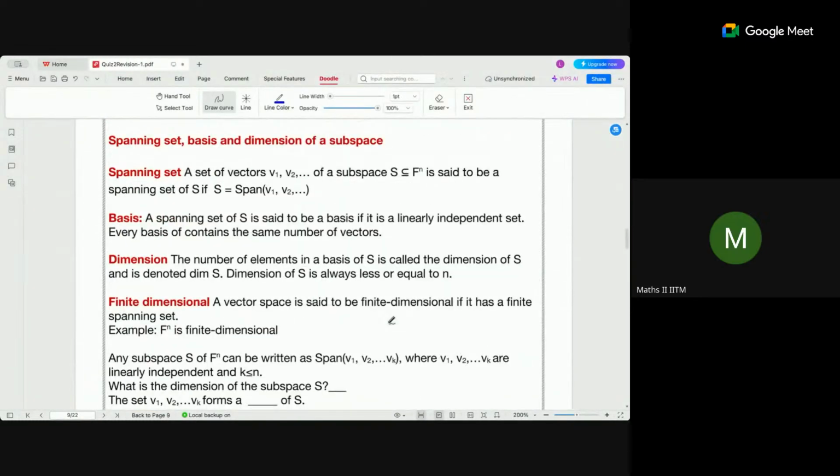So the next topic is what is a spanning set, right? So we know what is meant by span and what is a subspace. Now a spanning set is a set of vectors which spans a given subspace. That's all. Suppose you have a space S and you have a set of vectors v1, v2, whose span is equal to the subspace, then this set of vectors is a spanning set of S. Now if the spanning set is linearly independent, then it is called a basis. And what is the important property about basis? Every basis contains the same number of vectors.